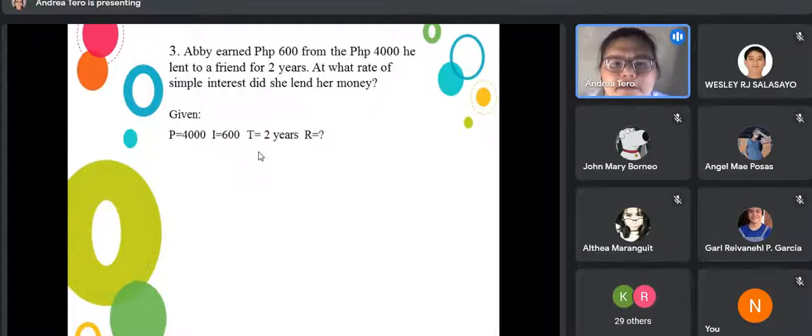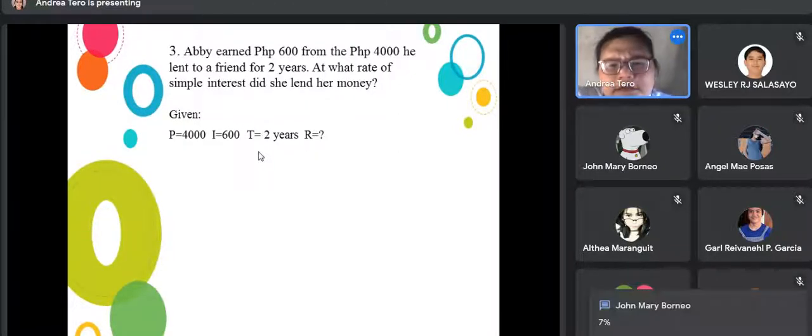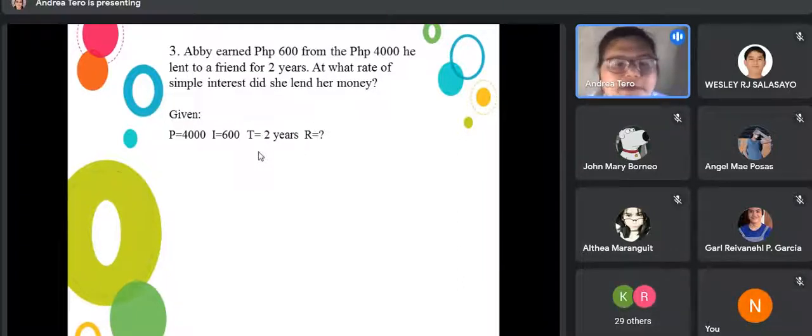Okay. We have the given. Principal amount is 4,000. The interest from the money she lent is 600. It's stated that Abby earned 600 from the 4,000 she lent to a friend. Okay. The time is 2 years. Since you're solving for the rate, what is the formula for the rate?